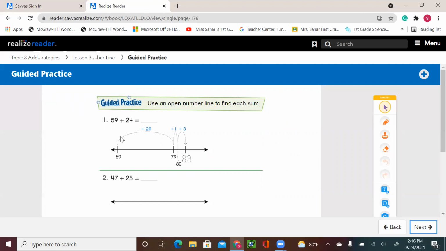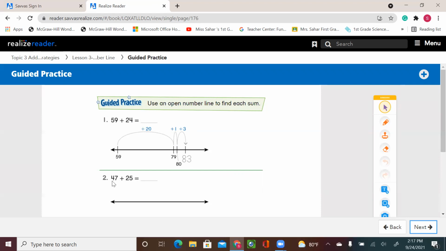Okay, let's see what we have here. 59 plus 24. For this example, we have 2 ways. Either you go 10 by 10 or take a big jump, which is 20. So this one we used a big jump, 20, and then we add the single digit, which is 4. So either you go 4 counts or 4 small steps, or like here, they made 1 small and 3 big. So 59 plus 24 landed on 83.